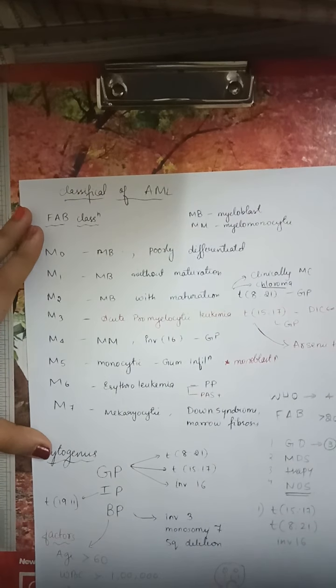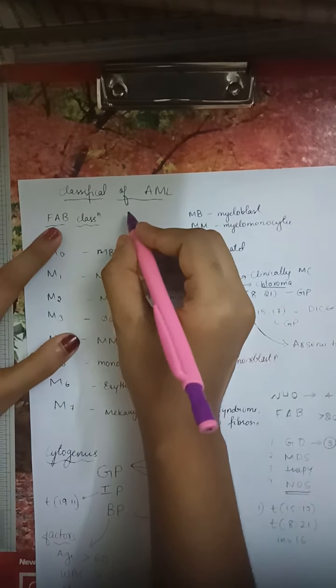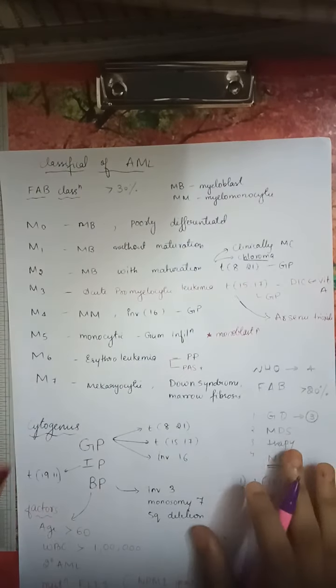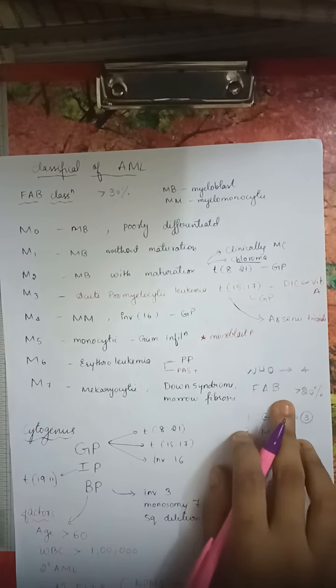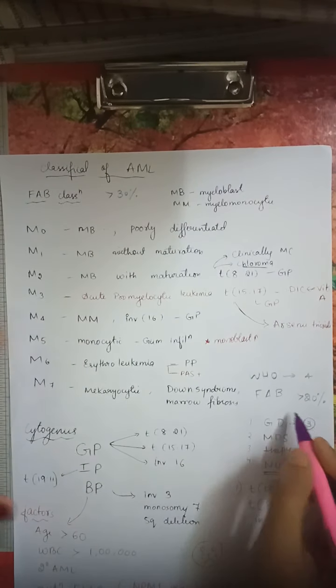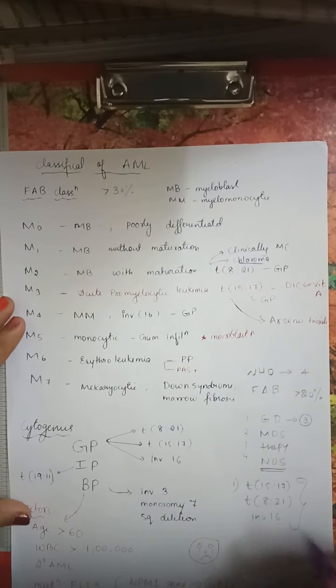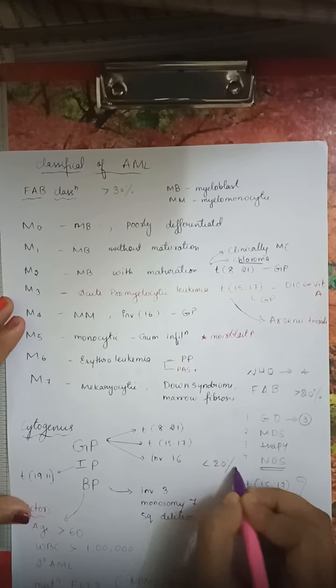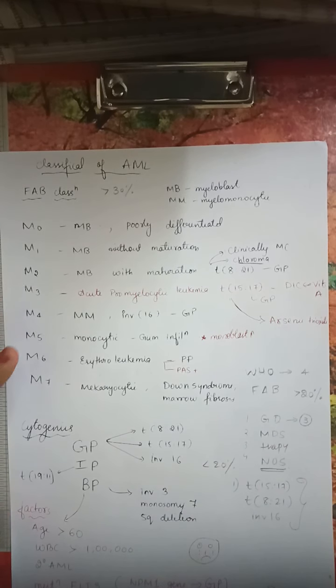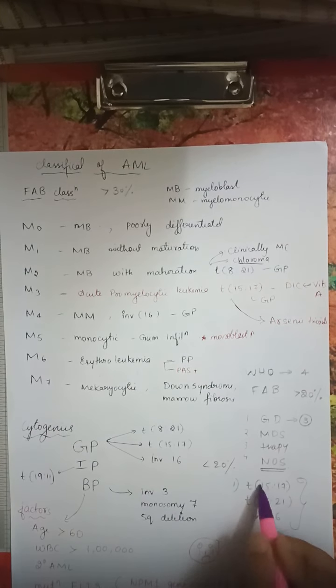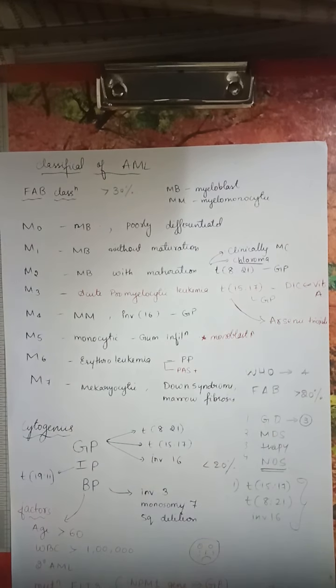So FAB classification is nothing but basically these people said that blast should be more than 30%. Remember, in WHO classification also, acute leukemia is when the blast is more than 20, but if there is this genetic abnormality, then even with blast less than 20 it is considered acute leukemia. This question was asked in many exams: which translocation is associated with blast less than 20% but considered acute leukemia? So these 3 translocations. Now coming to FAB.